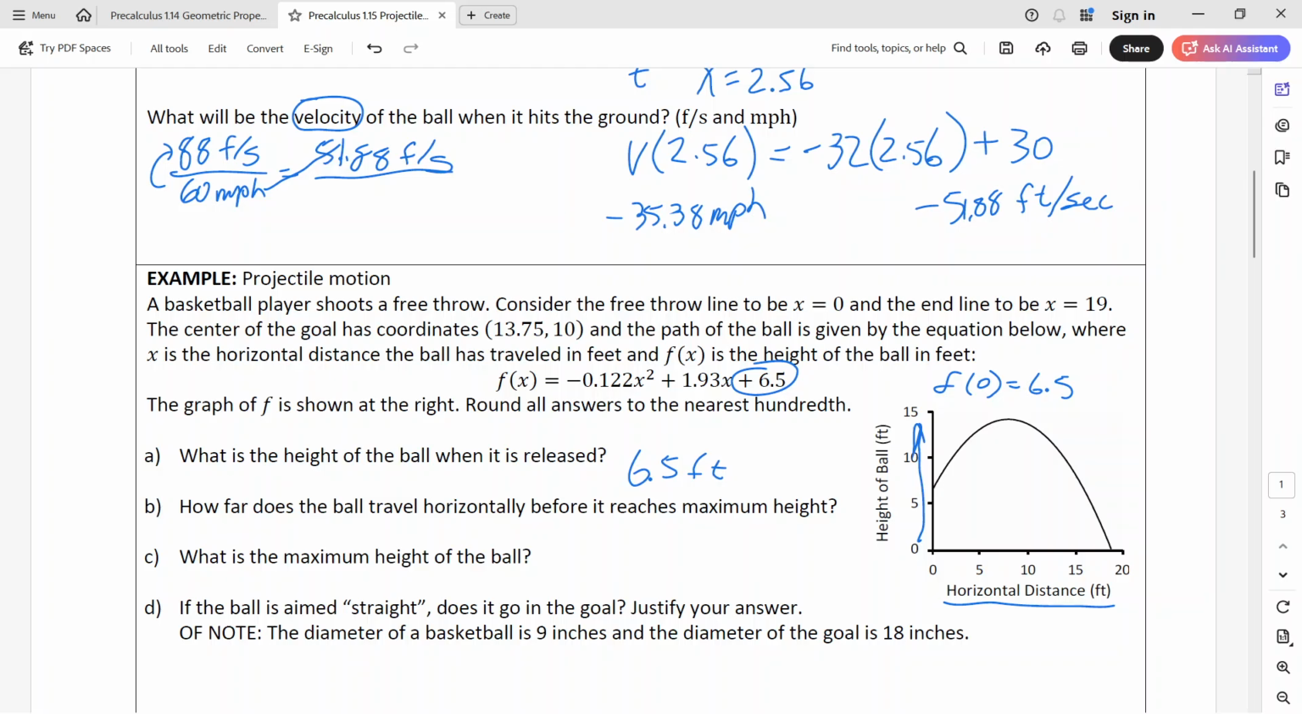How far does the ball travel horizontally before it reaches its maximum height? So one of the things to remember is that the axis of symmetry is negative b over 2a. So on my home screen, remember I've already entered this as my y1 equation. On my home screen, I'm simply going to type negative 1.93 divide by open parenthesis 2 times negative 0.122 close parenthesis, and I'm going to store that as x. So negative b divided by 2a.